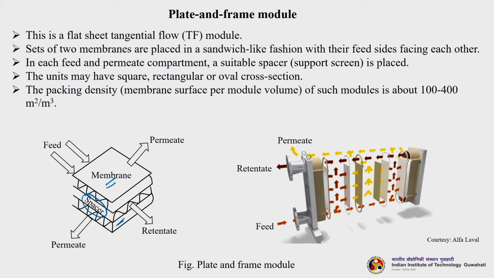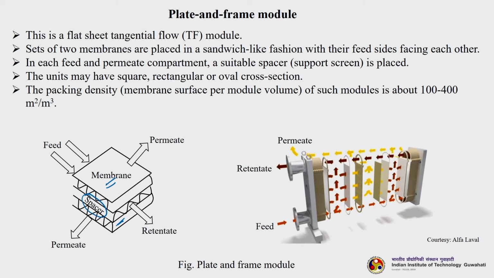Which is dividing the feed and permeate compartments into two separate divisions. The units may have square, rectangular or oval cross section. So, you can have either a square plate and frame module, or a rectangular TF system, or an oval cross section TF system also. The packing density, which is nothing but the membrane surface per module volume, is about 100 to 400 meter square per meter cube.